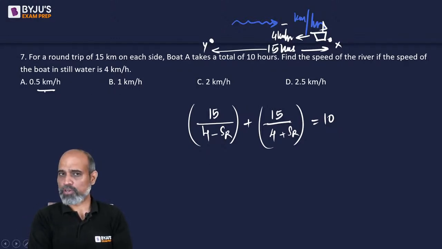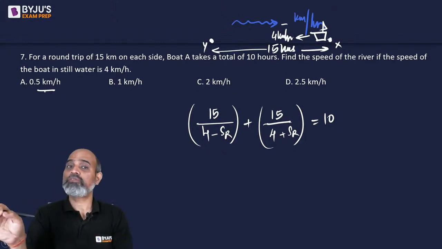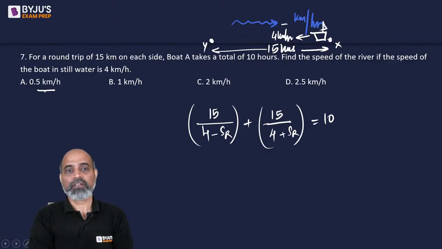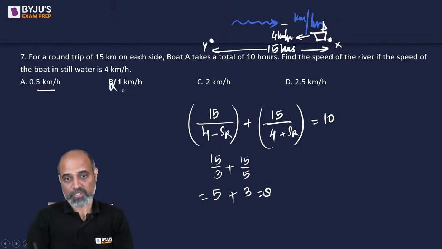Next, so I'm going to ignore A. See, I have not solved it. मैंने ignore करा है because I'll start with that option which is going to make things easier. If I take the next option, 1. If I put 1 here, so I will have 15 by 3 and I will have 15 by 5. 15 by 3 is 5, 15 by 5 is 3. 5 plus 3 will give us 8, but it says 10. तो ये नहीं होगा for sure.